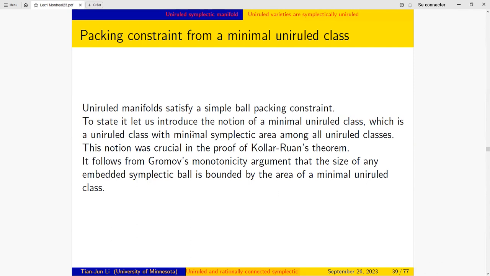Here's another remark about uniruled manifolds. In fact, I think you talk about packing. Yes, right. So here's a connection with the packing. I already mentioned the notion of a minimal uniruled class in algebraic geometry. This is defined in terms of the choice of a line bundle. But for a symplectic manifold, it's of course more natural: you just pair with the symplectic form, and they introduce the notion of minimal uniruled class. It turns out it follows from the monotonicity argument that the size of any symplectic ball is bounded by the area of a minimal uniruled class.